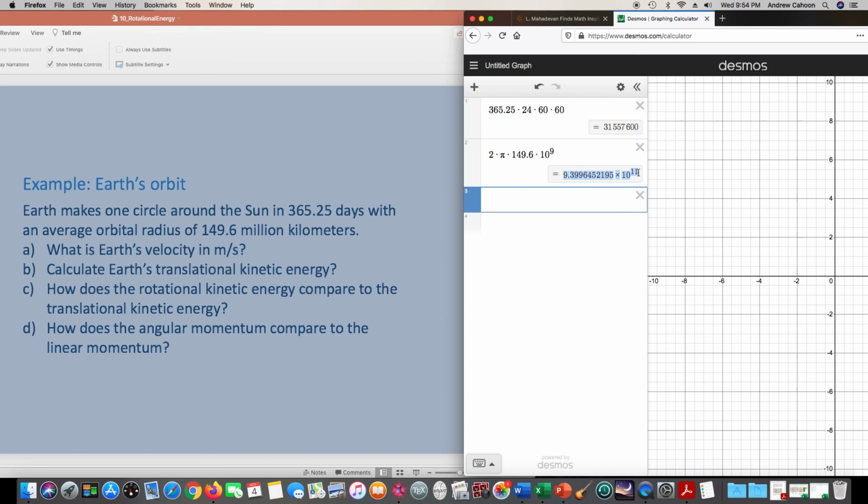Now we can take this number and divide by this number to get the actual velocity, how fast the Earth is moving through space, 29,786 meters per second.